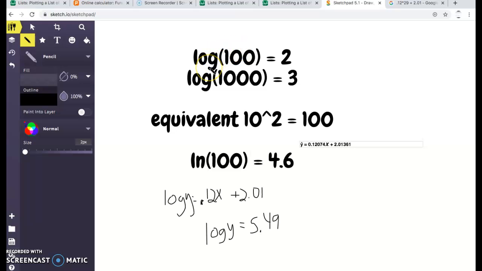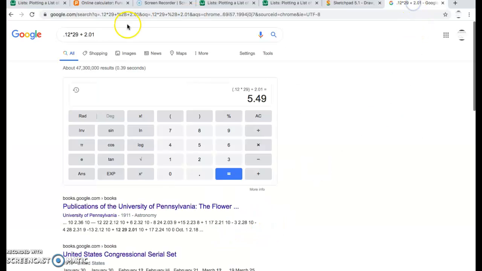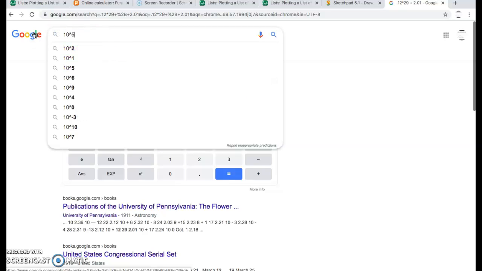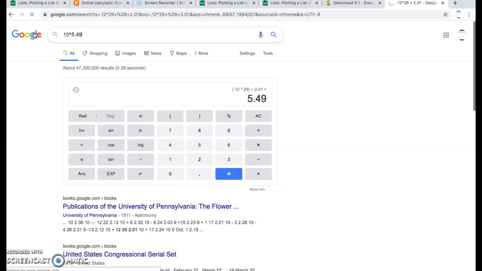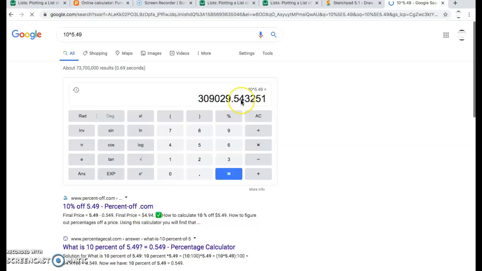The definition of a logarithm says that 10 to the second power is 100. So in this case, 10 raised to the 5.49 power is y. That's our prediction. So 10 raised to the 5.49, and this is this number right here, 309,000.